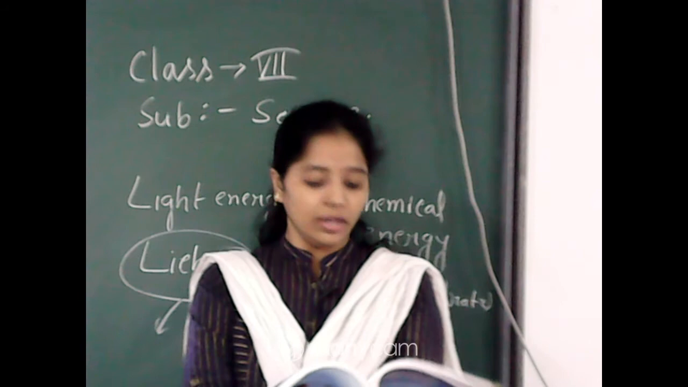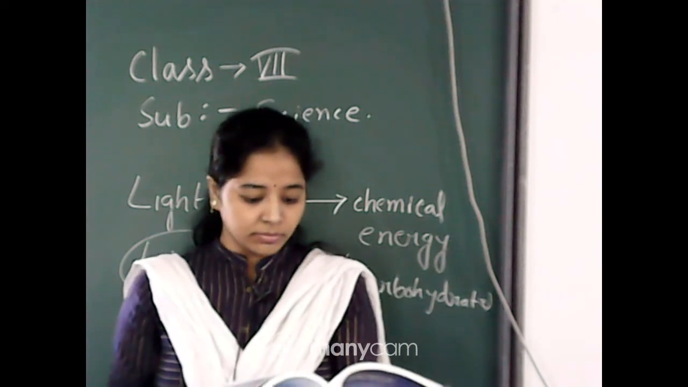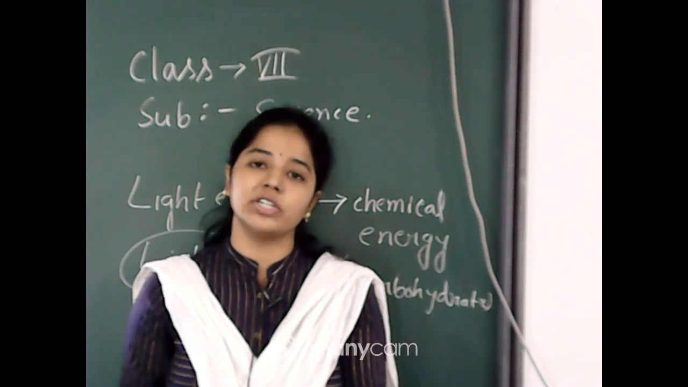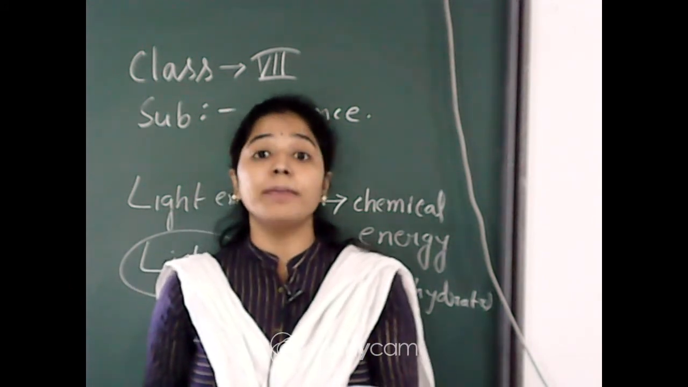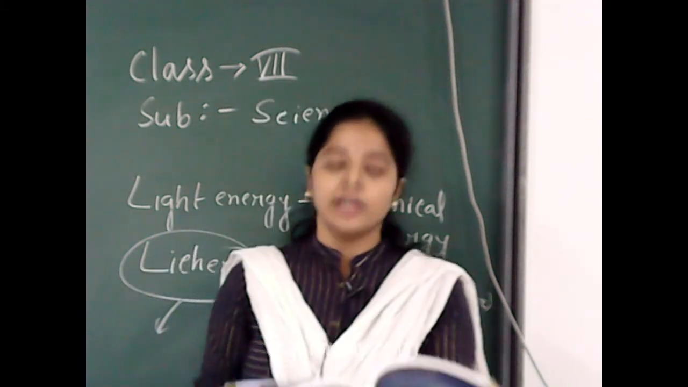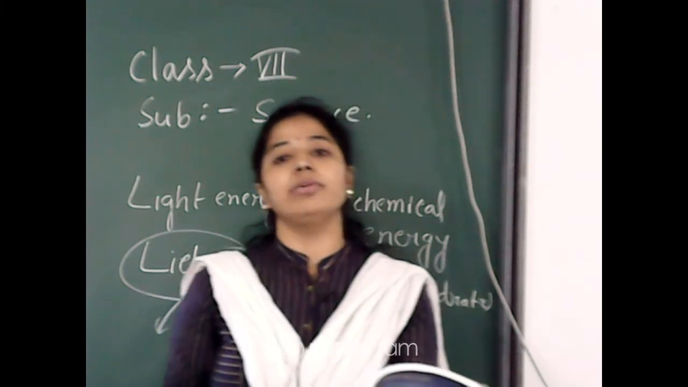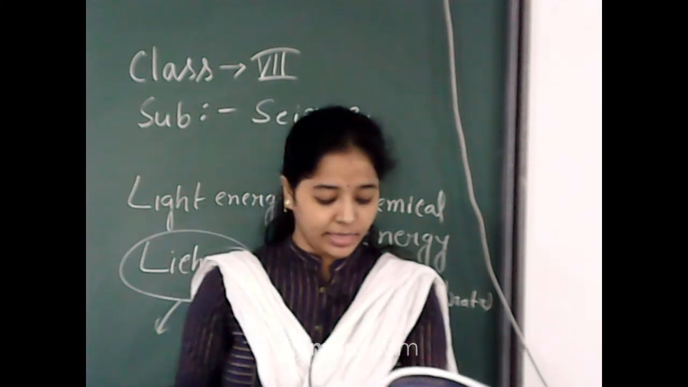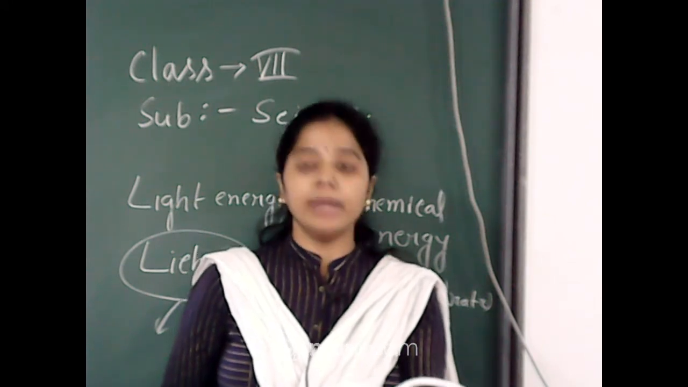Now another point you have to study is aerobic and anaerobic respiration: where aerobic respiration takes place, where anaerobic respiration takes place, and what products anaerobic respiration in muscle cells produces. In the absence of oxygen, glucose is broken down into lactic acid and energy. So you have to remember that during anaerobic respiration in our muscle cells, the products are lactic acid and energy.